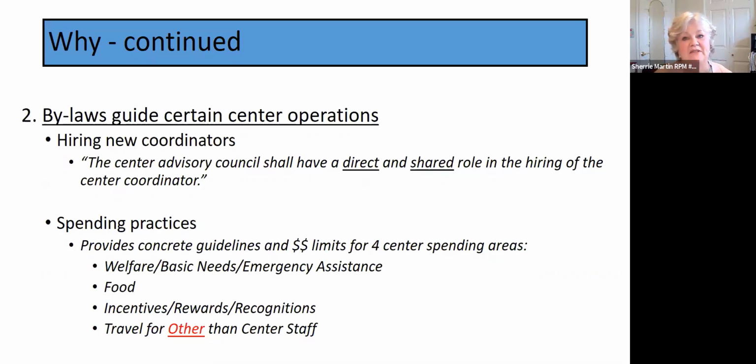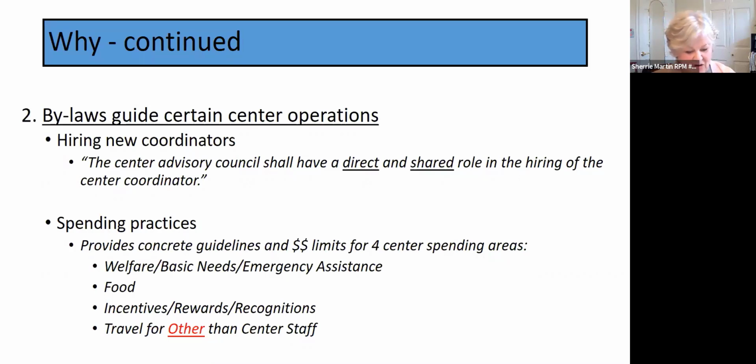You're required to have, in the bylaws, advisory council narratives about 4 spending areas of the center. Welfare, basic needs, and emergency assistance, that's all one thing. Spending for food, spending for incentives, rewards, and recognitions, that's also one thing. And also, what the advisory council feels is appropriate spending for travel costs for folks that are not center staff. This would include students and parents.